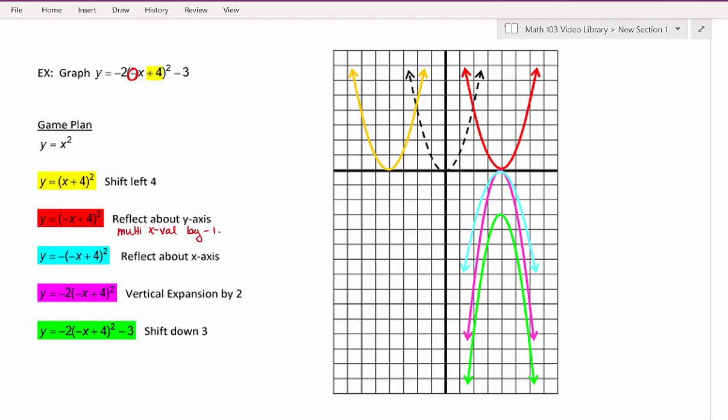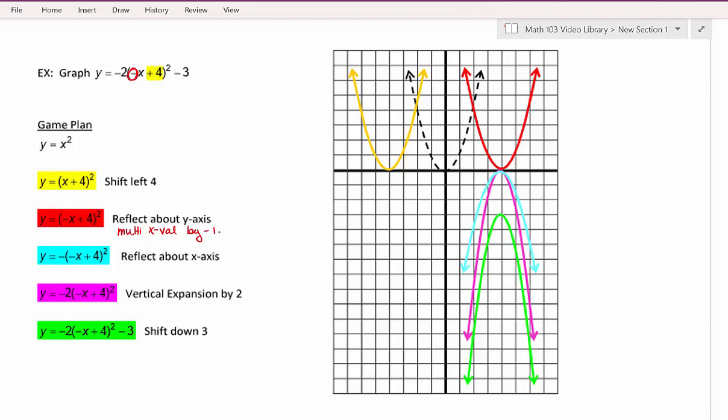Now you may be thinking, yes, there's a -1, but we already handled the negative. That was the reflection. And we're looking for a number other than 1 in front of the x. We don't have one, therefore there is no horizontal expansion or contraction in this example.